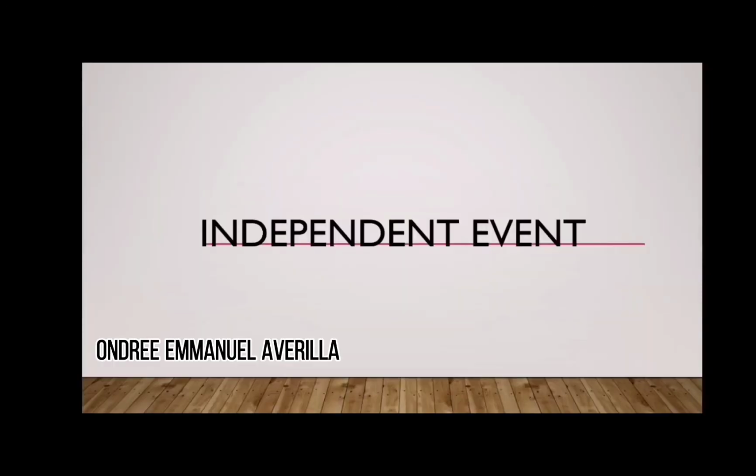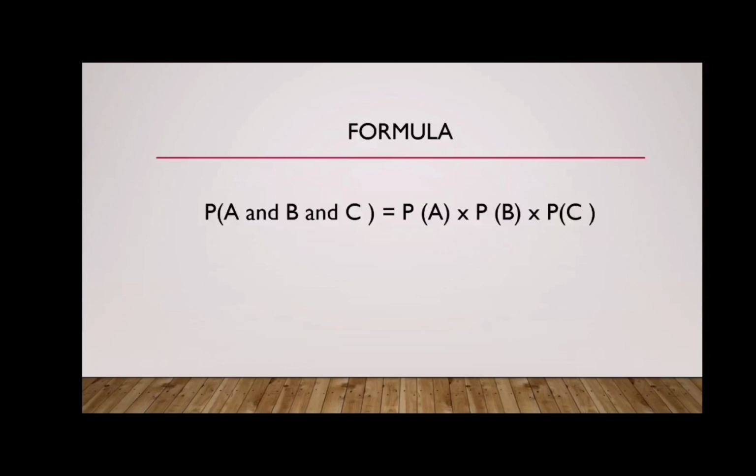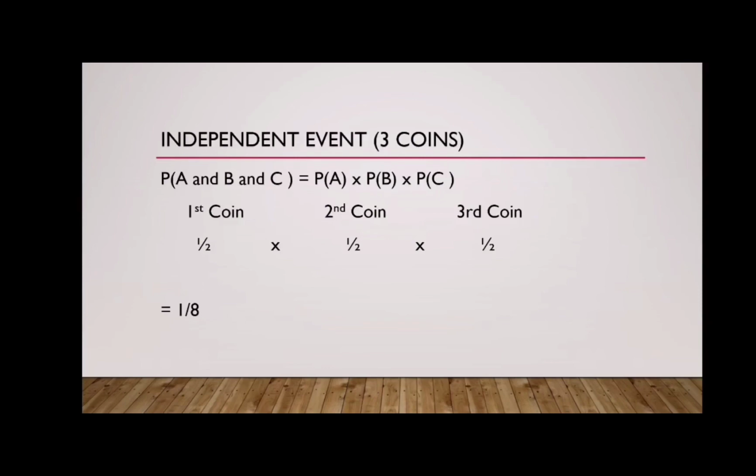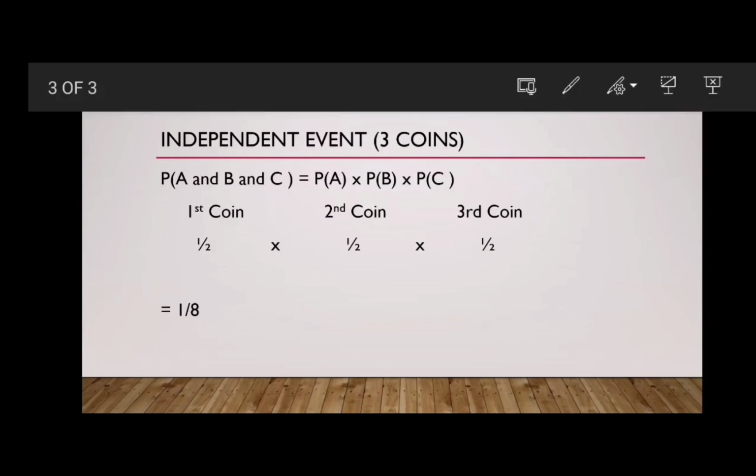Independent event. So the formula of this is the probability of A and B and C equals the probability of A multiplied by the probability of B multiplied by the probability of C. So independent event, 3 coins. So the probability of the 3 events, which is the coins A and B and C, is equal to the probability of A multiplied by the probability of B multiplied by the probability of C.